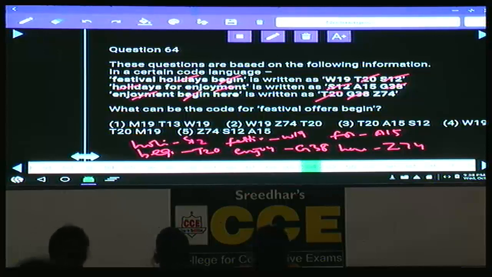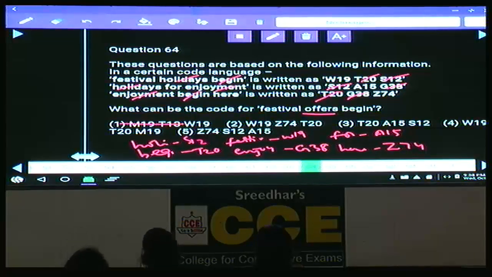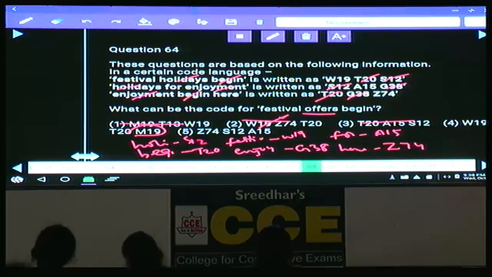Then what can be the code for festival offers begin? Festival is W19 and begin is T20. W19, T20 must be there, so choice 1 cannot be the answer. Now choice 2, W19, T20, there is a possibility. Offers is a new word, so the code for offers must be a new code. Can offers be the code Z74? No. Z74 is the code for here, hence it cannot be the answer. In choice 3, W19, T20, W19 is not valid. Then in choice 4, W19, T20, M19. As M19 is nowhere present here, it can be the code for the word offers. This is why the question says can be; can be is nothing but a possibility. Then 64 is choice 4.